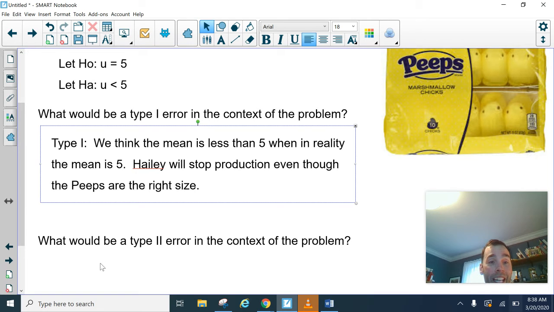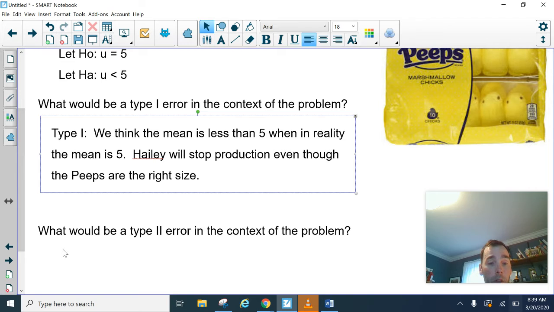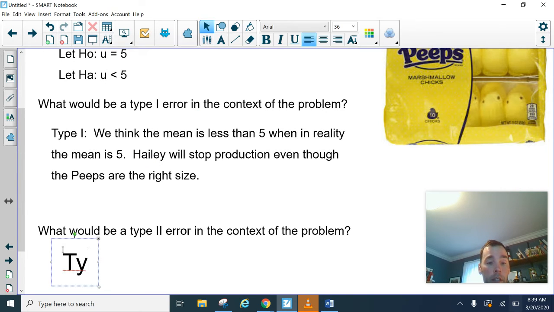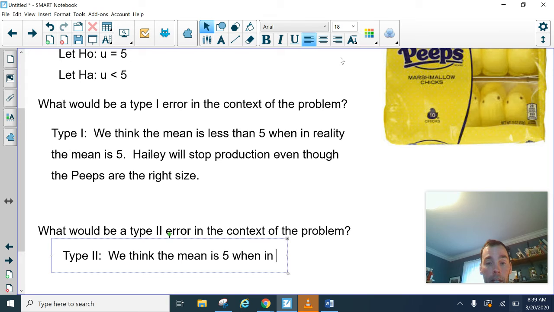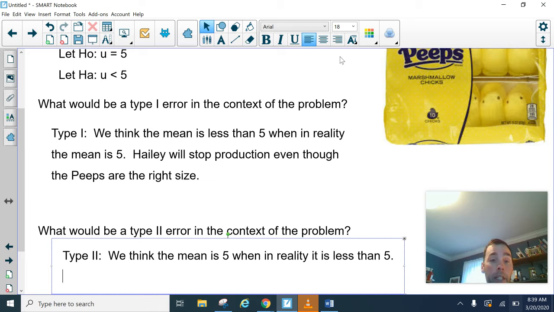We think the mean is 5 when in reality it's less than 5, right? So the type 2 error would be we failed to reject the null when the alternative is true. So we think the mean is 5 when in reality it is less than 5. So what would the consequence be here?